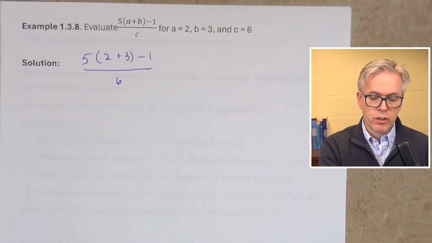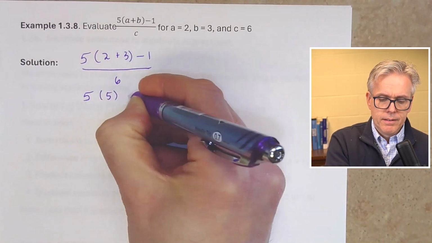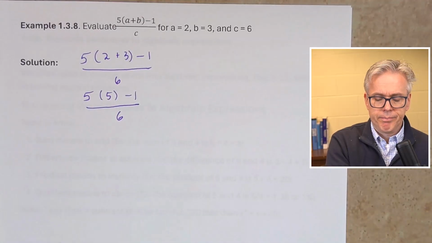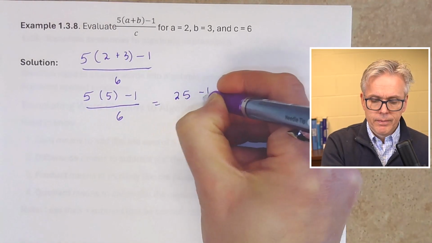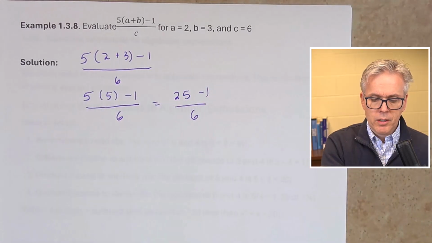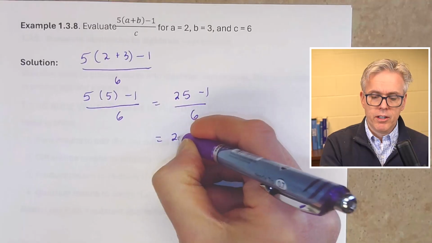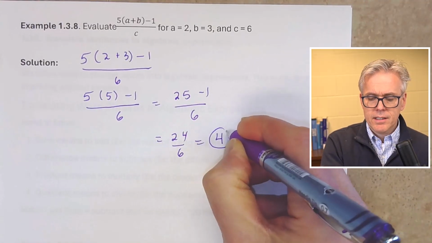And so now we can do what's in parentheses. Again, we have order of operations. So we're going to say 5 times 5 minus 1 all over 6. 5 times 5 is 25. Minus 1 over 6. 25 minus 1 is 24. Over 6 is 4.